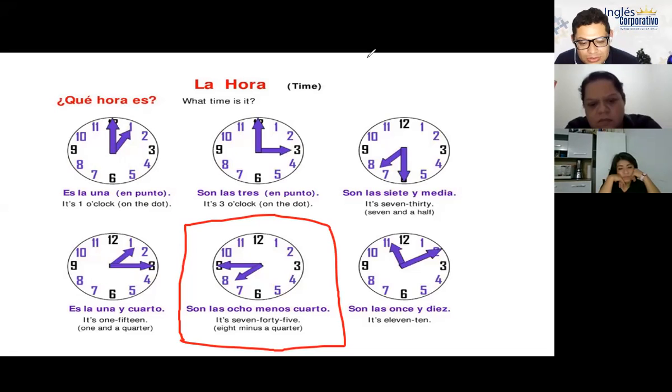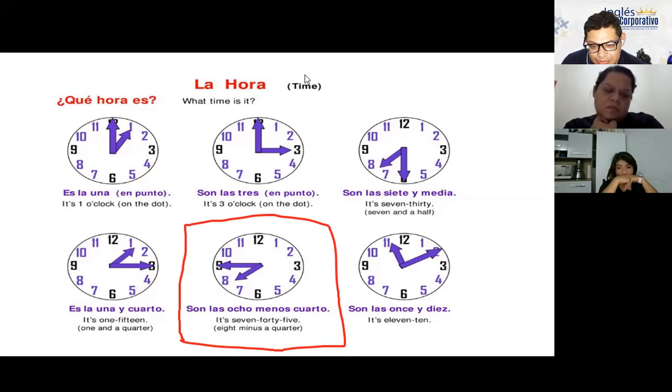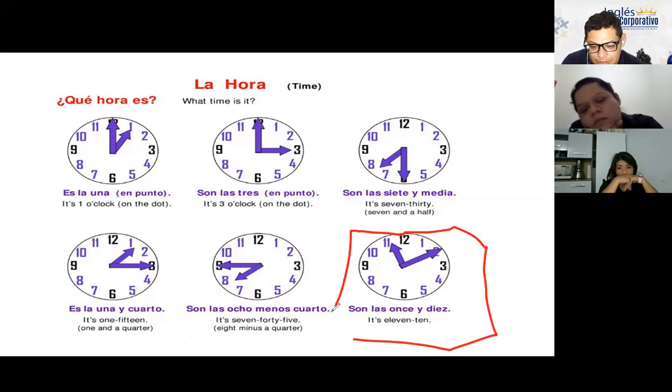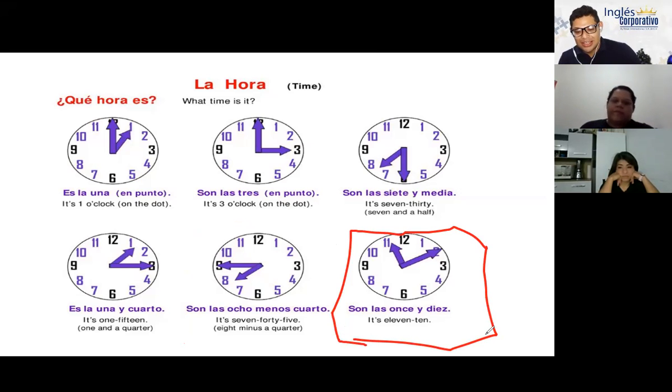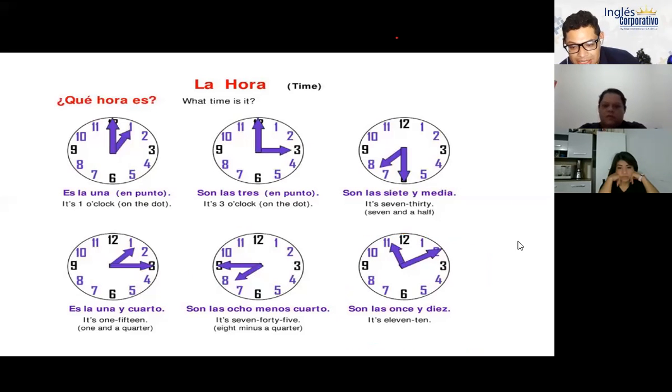Son las 8 menos cuarto. Entonces, es decir, las 7:45, yo digo, it's 7:45 or it's 8 minus a quarter. Vamos a ver. And we also have this one. Look at this one. Las 11 y 10. Entonces decimos it's 11:10, or it's 10 past 11. Look at that. Sigamos con más ejemplos.